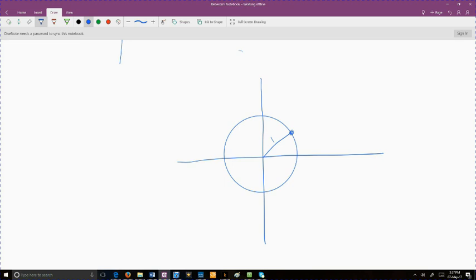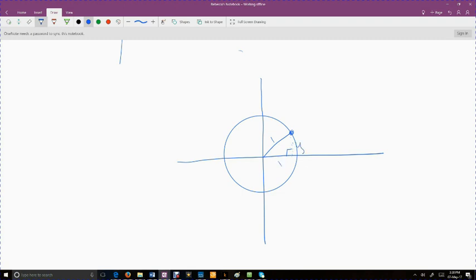So this is 1. The coordinates here, this gives us a right angle. We're going to assume that this is 30 degrees and this is 60 degrees. And then now we have our x and our y, and our x and y give us our coordinates, and that gives us our position on our circle.